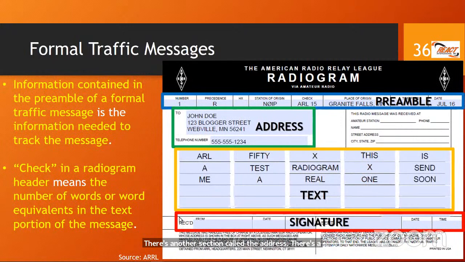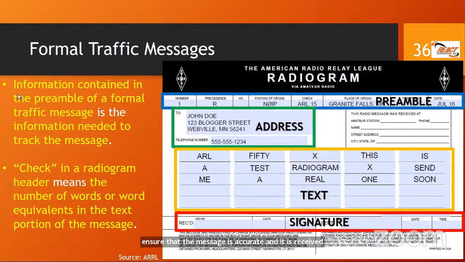So the prior slide will get into detail as to what each of these sections are about. So we encourage you to read the previous slide. We have a lot more details as to these sections, but just to show you, the formal traffic message, also sometimes called a radiogram, has its sections that contain specific pieces of information. And it does help to track the message with all of this information that we have here. It also helps us to ensure that the message is accurate and it is received by the intended recipient.